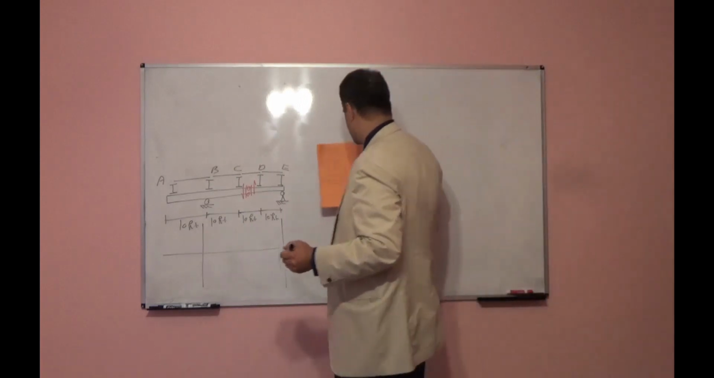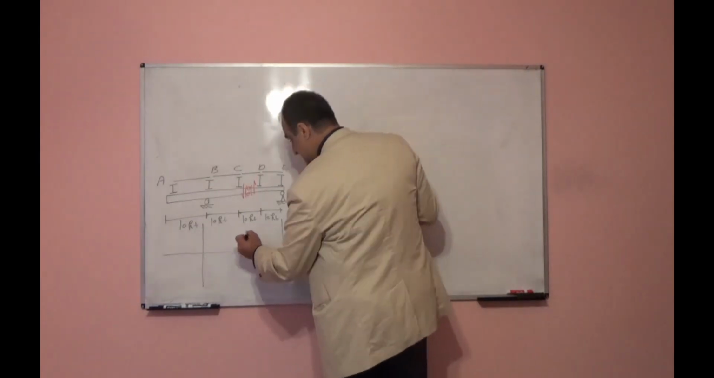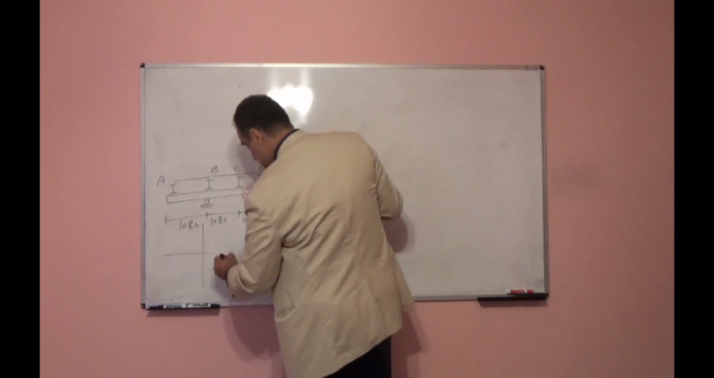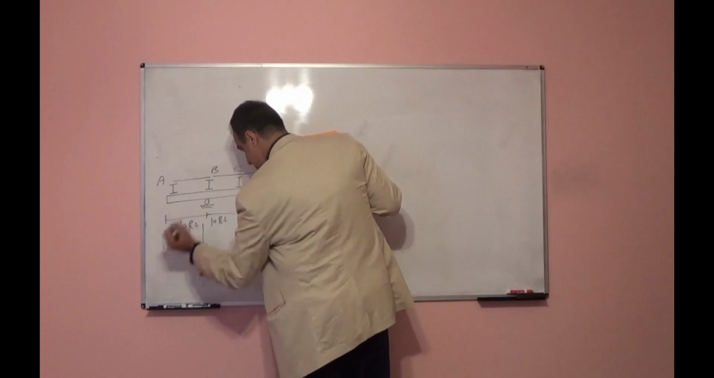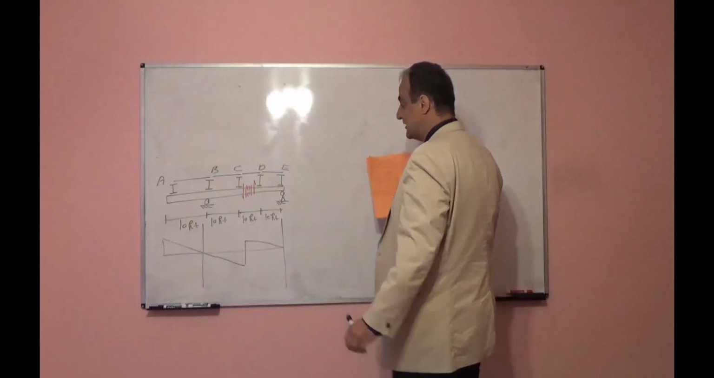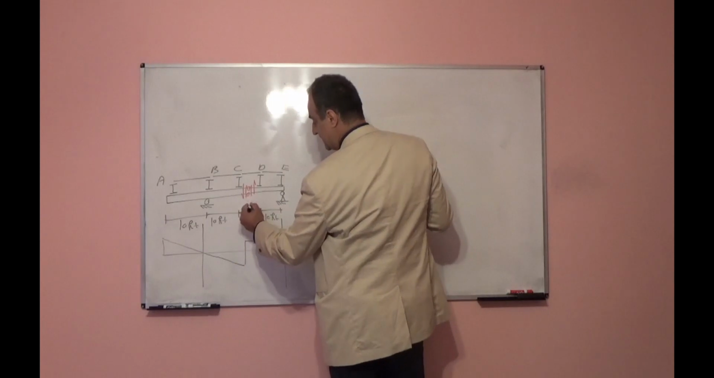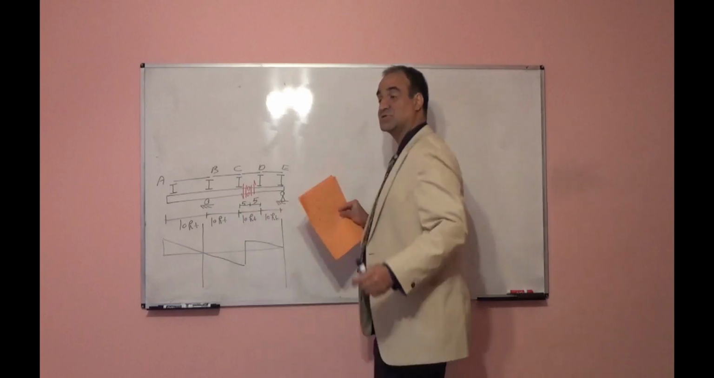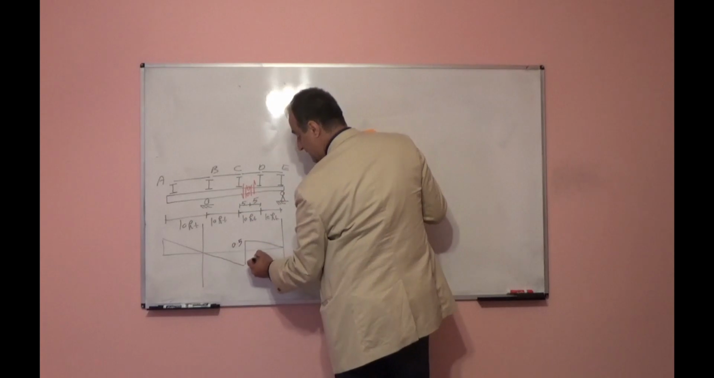In that case, what will be the deformed shape? The deformed shape of the structure will be something like this. And because this is the midpoint, if it is 10 feet each side, it will be 5 feet, 5 feet. So each part will be 5 over 10, 0.5, 0.5.